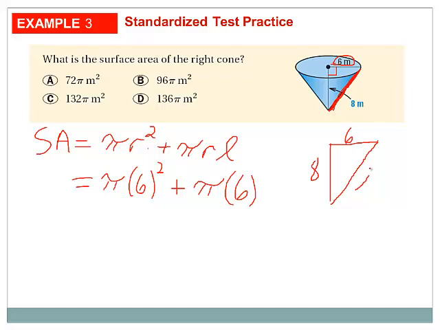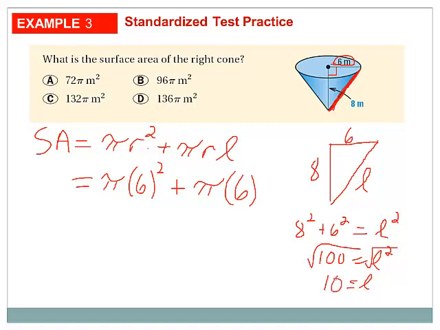To find my third side, my slant height, I can use, once again, Pythagorean theorem. So I'm going to have 8 squared plus 6 squared is equal to the slant height squared. When you add both those together, you get 100 is equal to the slant height squared. Take the square root, and slant height is equal to 10. So now I have my slant height, so I can come back up here and plug it into my formula.